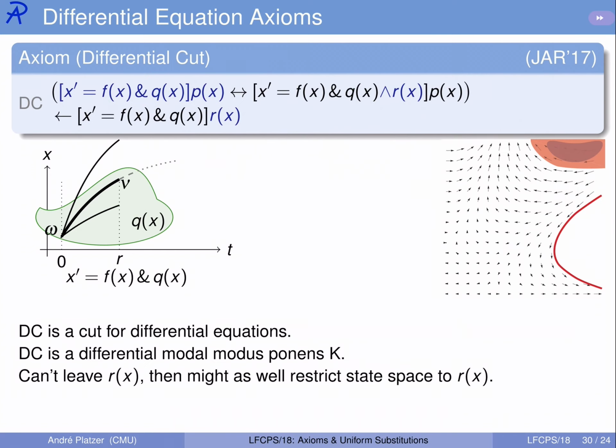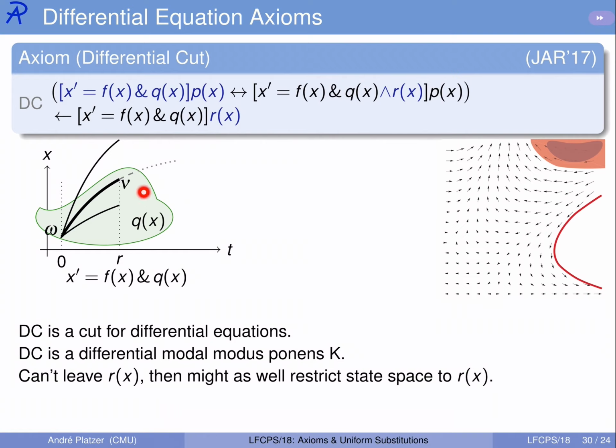Moving on to the differential cut axiom. This one enables us to show that we can edit the evolution domain constraint with an extra conjunct r of x, if we have already proved that r of x is always true. So hold on a second. That means along a differential equation that is limited to remain within evolution domain constraint q of x, here, right, is a postcondition p of x always true if and only if that same postcondition is always true within the evolution domain constraint that's limited to the conjunction q of x and r of x, if we already know that r of x always holds true after the differential equation anyhow.